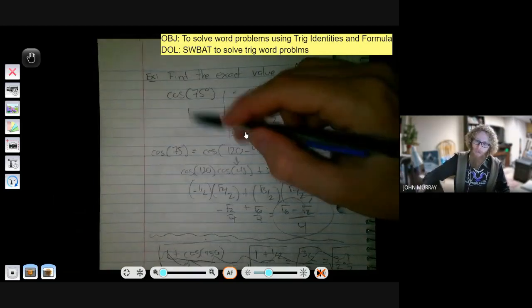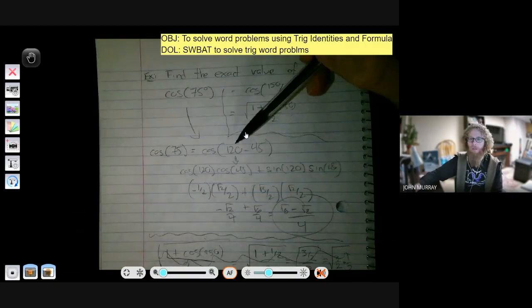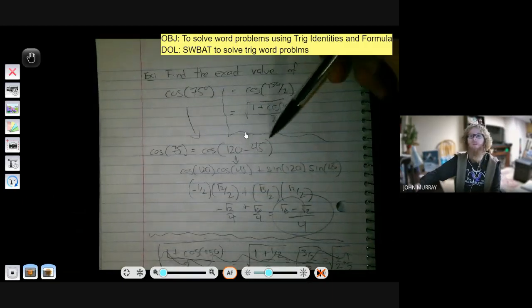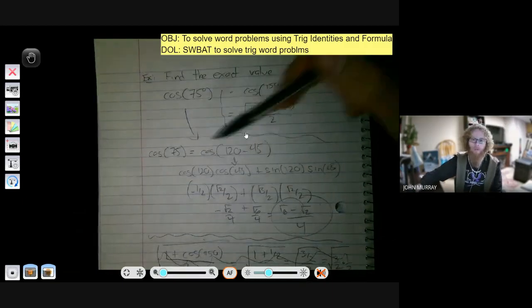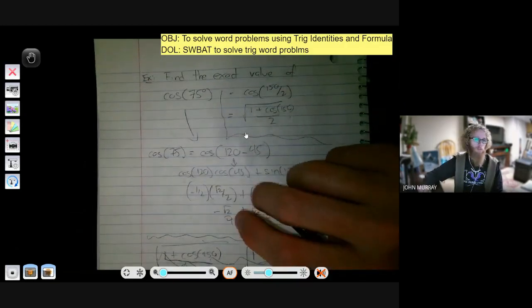So, yeah, use this method. We know that 75 is a combination of either 30 plus 45 or 120 minus 45 or any other combination, and then we just use the sum and difference formula.